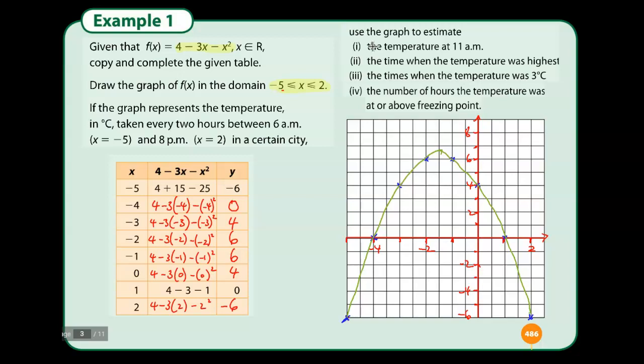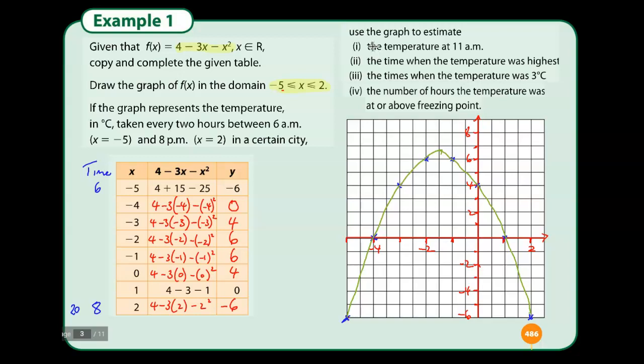Anyway, now we're actually going to apply this to a scenario. The key thing we need to appreciate is, what do these x values mean? So x equals -5 is referring to 6 o'clock in the morning, and x equals 2 is 8 o'clock. So the first thing I need to work out is the scale. 8 o'clock is 2000 hours, and 6 o'clock is 600 hours.